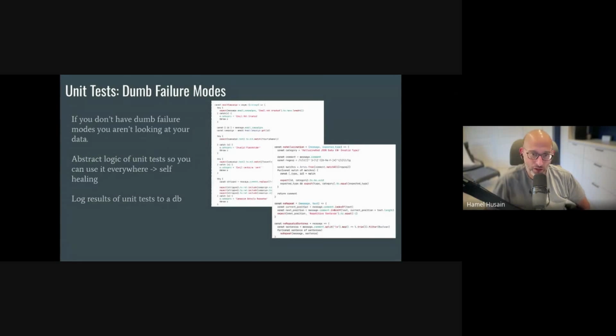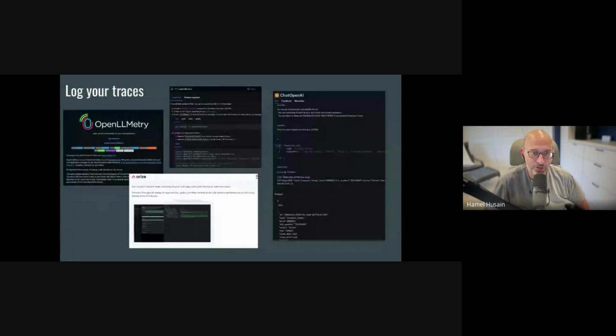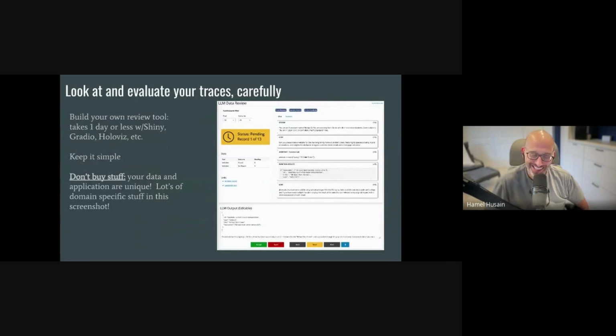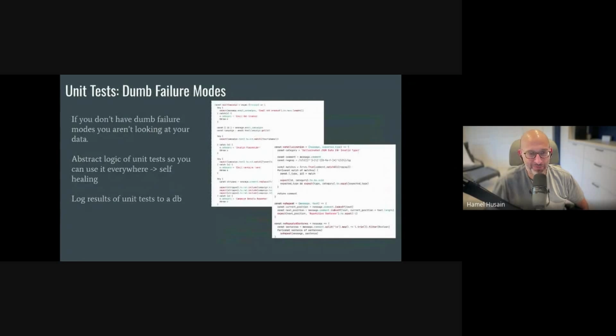Some people say, "Oh, I don't have dumb failure modes, I don't know what those are." If you don't have any idea what your dumb failure modes are, or you think you might not have any, that means you're not looking at your data. It's almost impossible that you don't have dumb failure modes. I've never seen that in my life. So the first step is that you need these assertions.